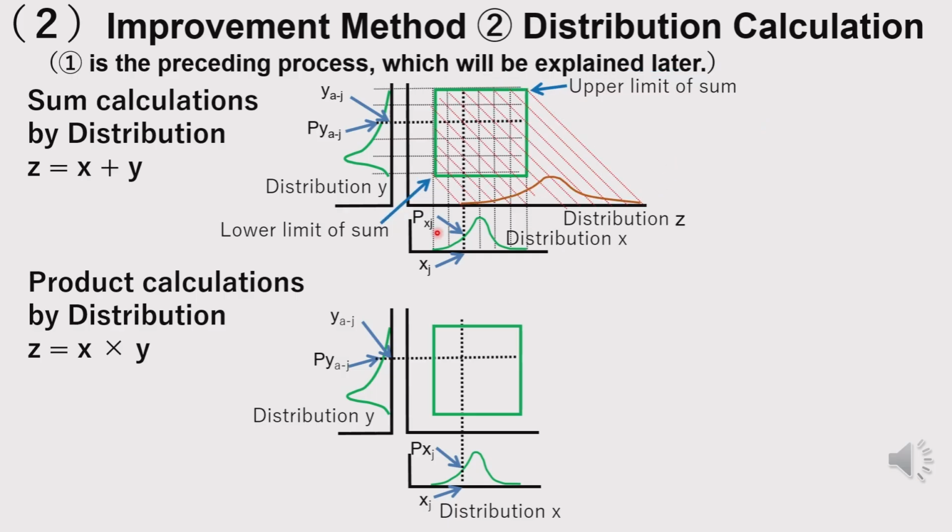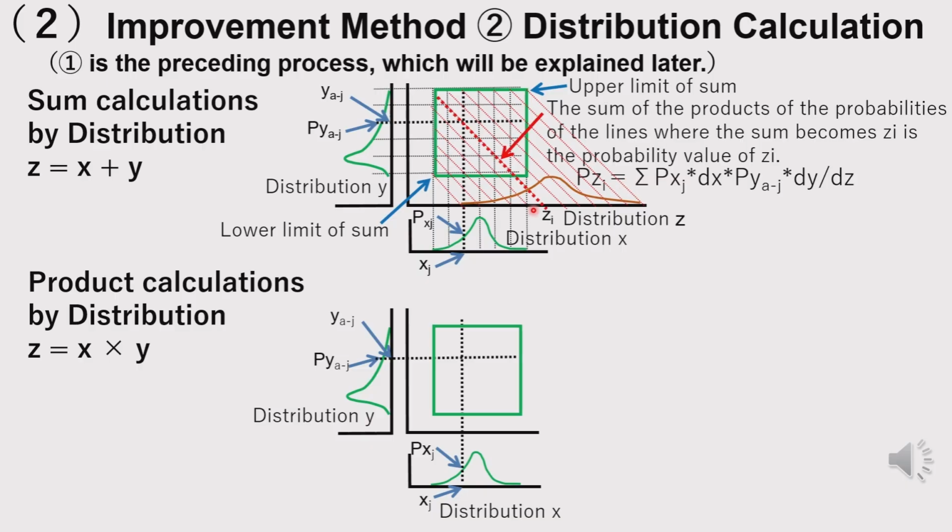For the sum of two distributions, the range is determined by the line with a slope of -1 connecting the upper right and lower left corners to the x-axis. For the ith value, zi, the line along which the sum is constant is also a slope -1 line. The probability of zi is obtained by summing the products of the probabilities along that line, and dividing the total by the segment width to get the distribution value.